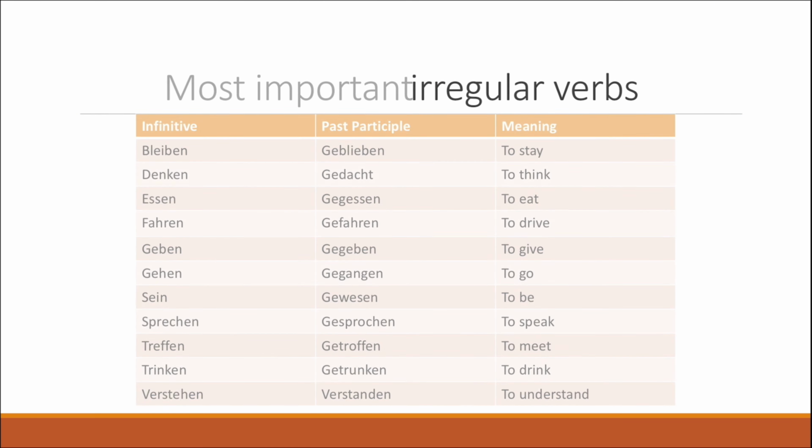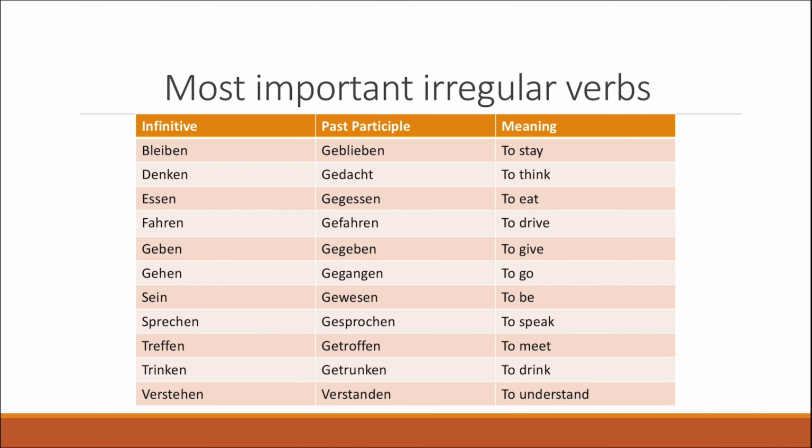This is fundamental. Now, here you can see a table with the most important irregular verbs. You can see the infinitive on the left side, the past participle of the verb, and the meaning of the verb. So it is pretty important to know these verbs, and I would ask you to write them down and/or to stop the video now.